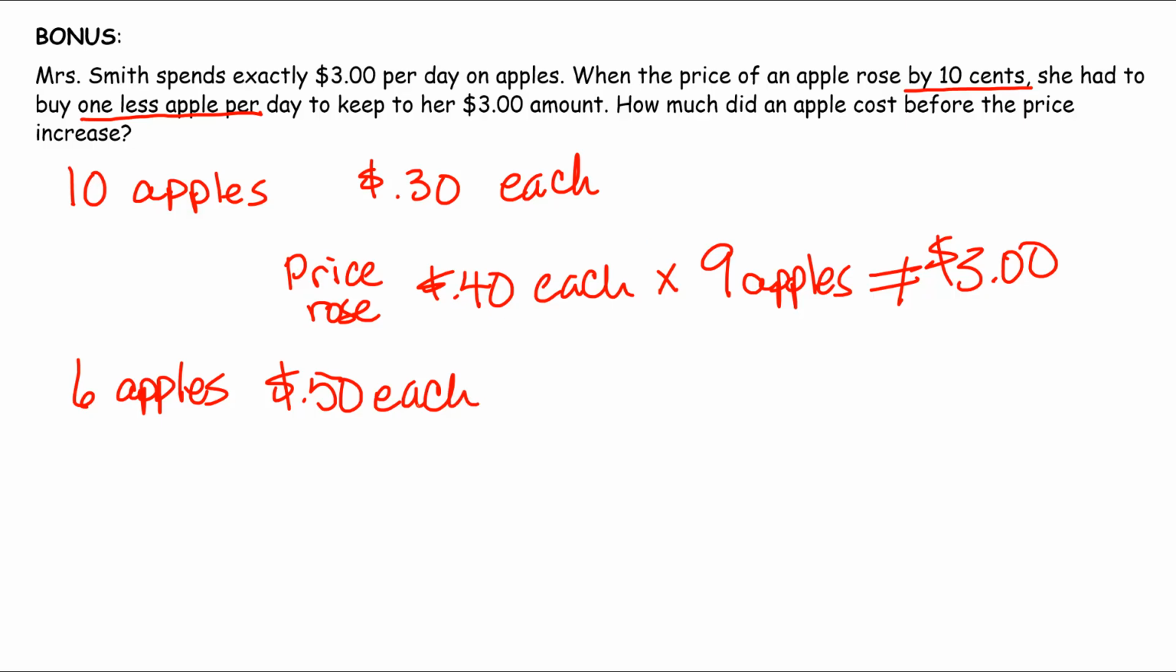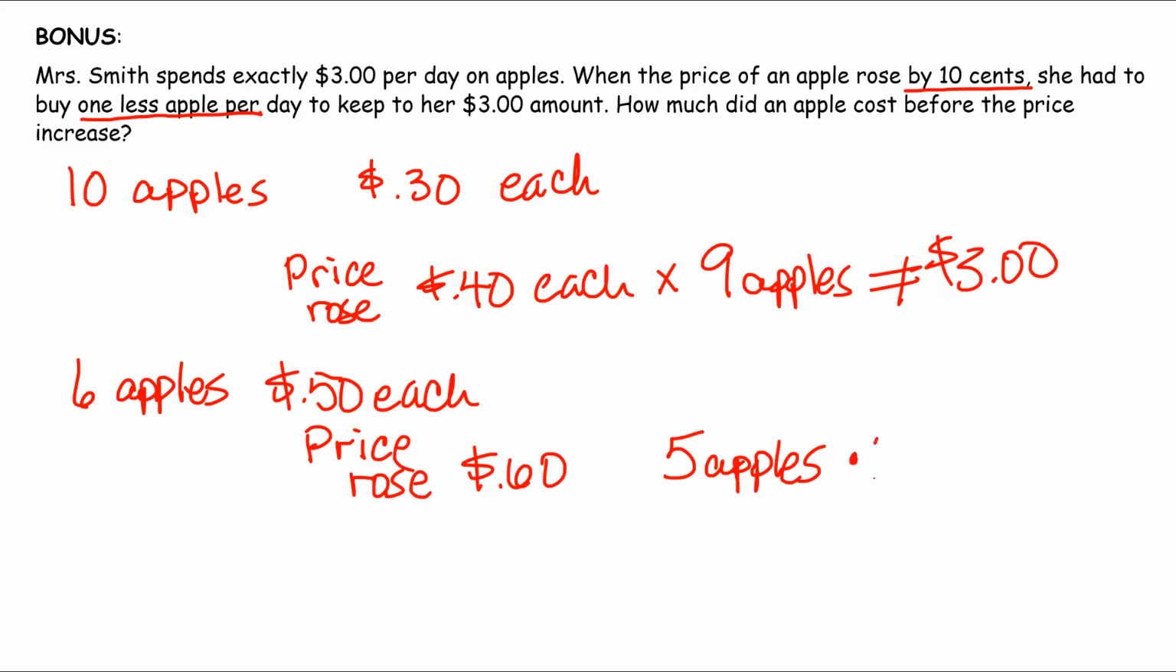The price rises 10 cents, so the price rose up to now 60 cents. 60 does divide evenly into $3. That means if you bought 5 apples now at the 60-cent price, that would be $3. So she is buying one less apple, 5 apples at 60 cents each is $3. So this one worked out.